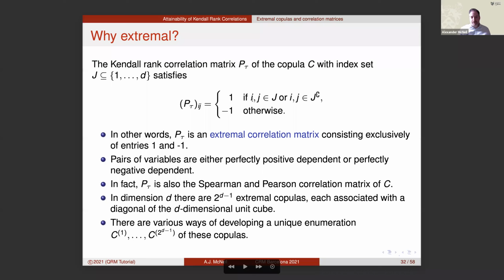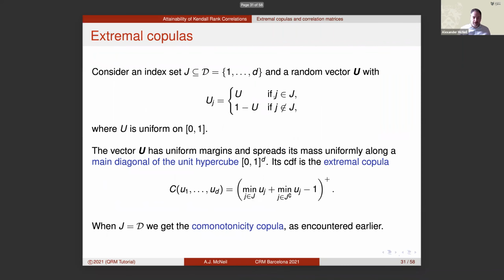Because let's suppose that both I and J are in the index set J, then the corresponding variables are both U, and the Kendall correlation of U with itself is just 1. On the other hand, if I and J are both in the complement, then both variables are 1 minus U, and the correlation of 1 minus U with itself is 1.